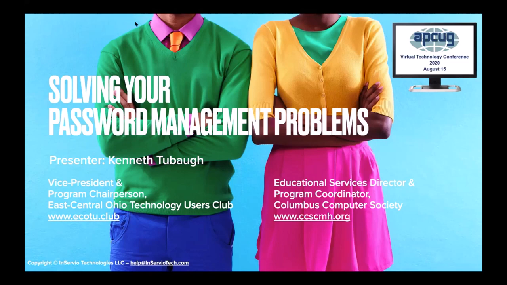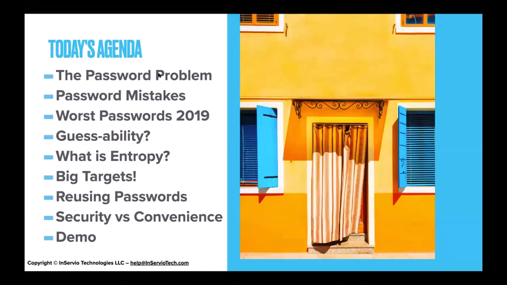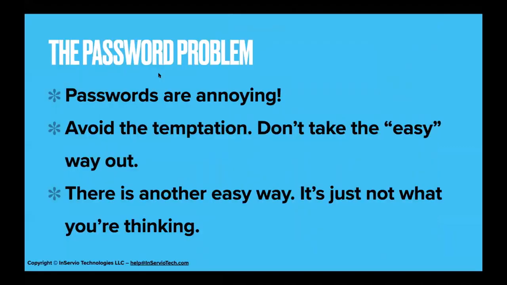So, let's click again. There we go. Today's agenda is talking about the password problem in general. We're going to talk about password mistakes. We're going to take a look at the worst passwords of 2019. What is guessability? What is entropy? We're going to talk about some big targets, reusing passwords. What's the difference between security versus convenience? And do you have to pick between them? And then I hopefully will be able to demo some of this. So here we go. What are the password problems?